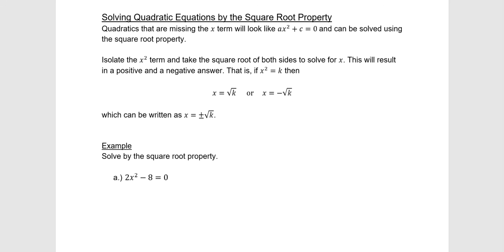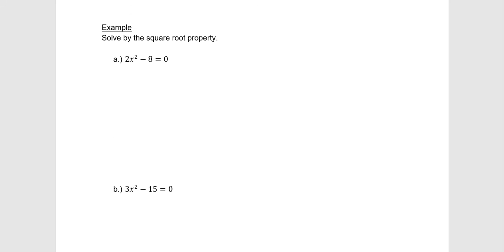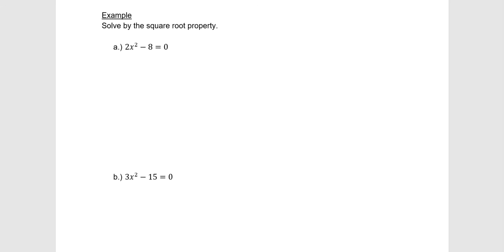Okay, so let's go on to these examples here. So this first one we have 2x² − 8 = 0. So hopefully we can see the difference between this one and the last one that we did. Technically we can factor this, but it's kind of unnecessary.